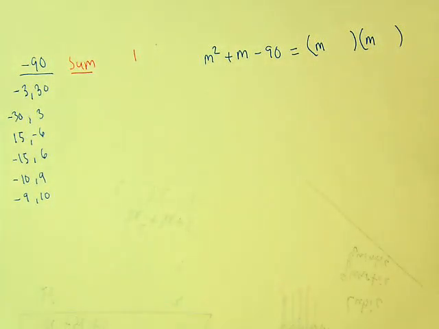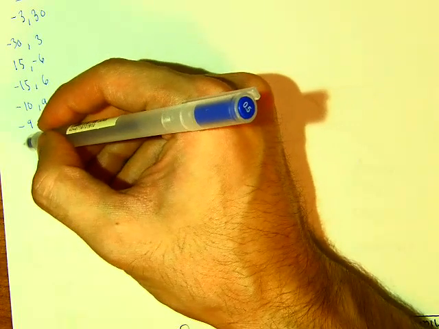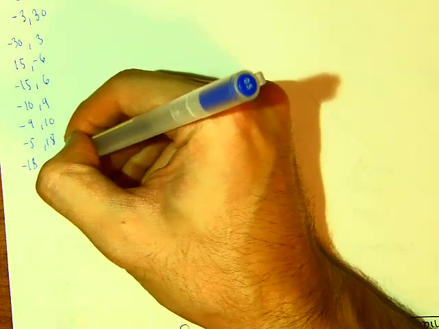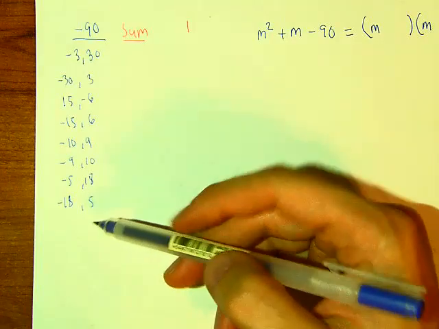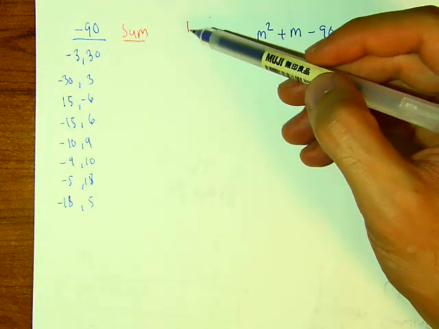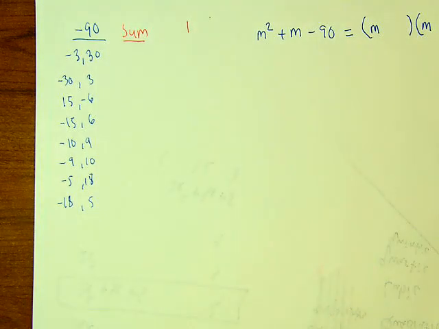Are there other combinations? 5 and 18. So negative 5 and 18, and negative 18 and 5. These all give us negative 90. But we want to find which one, when we add them, gives us positive 1. And then it will work.